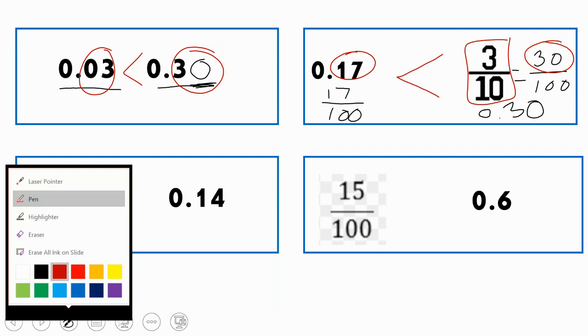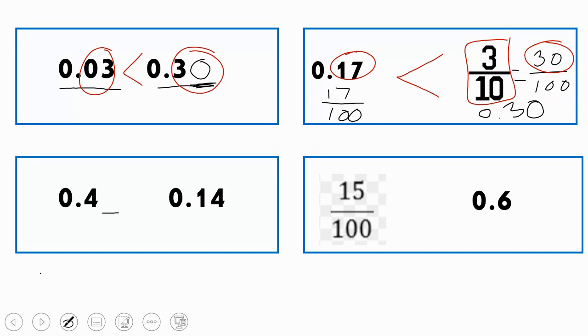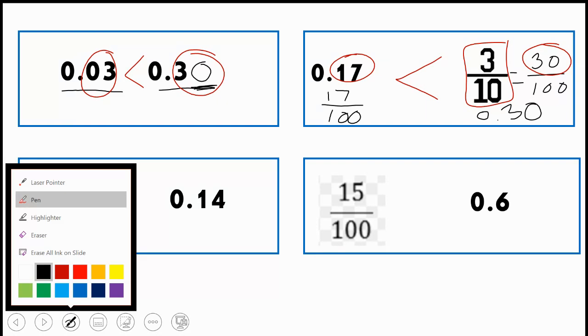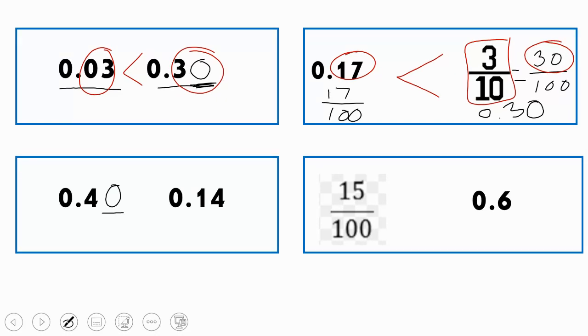Let's look at this next one. Same strategy. I don't have a hundredths, so I'm just going to put one there. And then that becomes very easy. I have 0 and 40 hundredths versus 0 and 14 hundredths. 40 is definitely more. So be careful. You could also say then that 4/10 is greater than 14 hundredths.